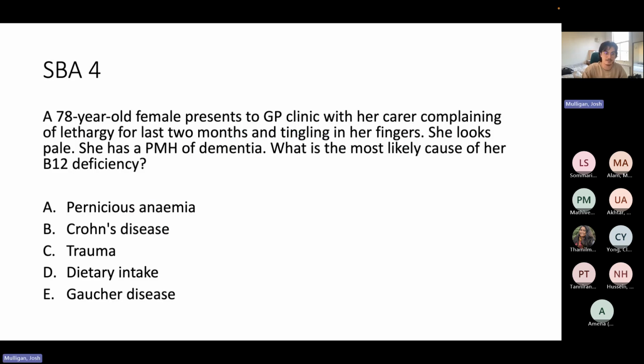So right, we're on SBA 4 now. A 78-year-old female presents to the GP clinic with her carer, complaining of lethargy for the past 2 months and tingling in her fingers. She looks quite pale. She has a past history of dementia. Looking at the options below, what's the most likely cause of her B12 deficiency?